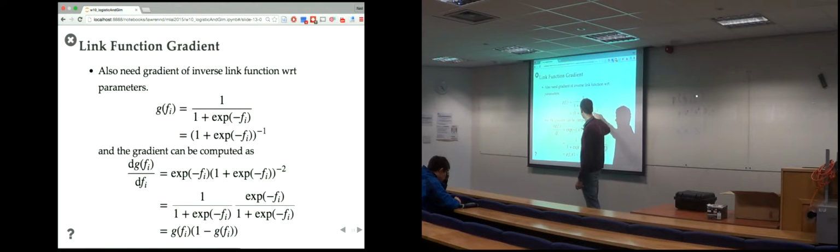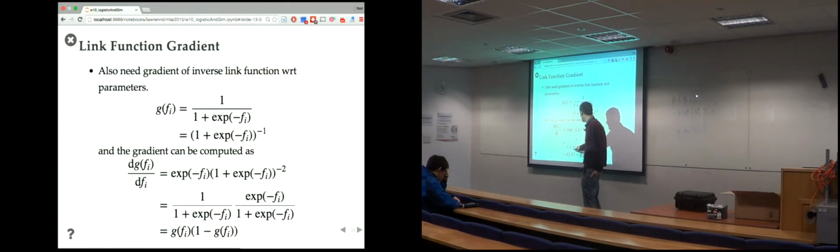So it's the gradient of that, which gives you a minus 2 and a minus 1 in front. Have I missed the minus 1? Oh, no, but then there's another minus because of the f_i, so that cancels. And then multiply by the gradient of what's inside the bracket, which is just e to the minus f_i, yeah? So that's the gradient of this link function.